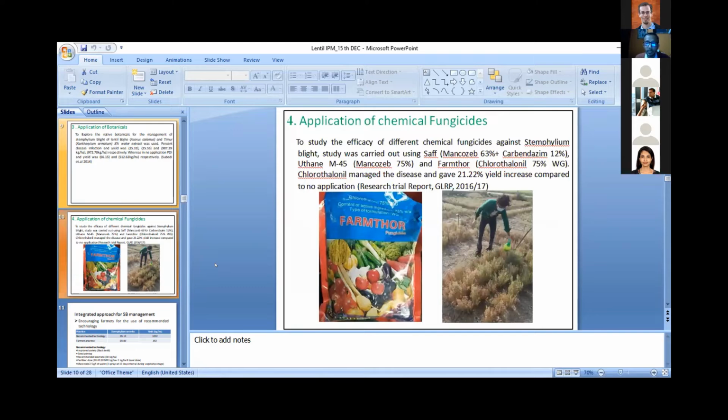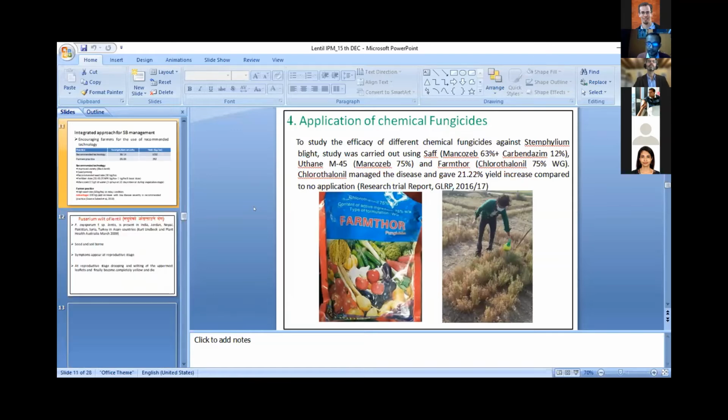And again, coming to the chemical fungicides, which is the last tool of the IPM also, we have to use safe fungicides at the safe dose, and we have to recommend the farmers to use them at the right time, so we can save the crop from the disease also. So from there we can see here chlorothalonil has managed the disease and has given a 22% yield increase compared to the no application plot.